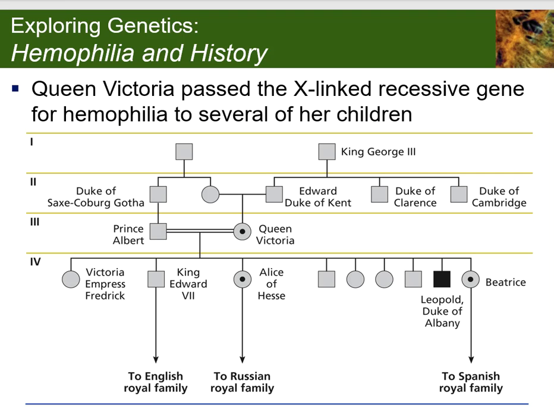hemophiliac, and of course that brought a lot of turmoil to the last Romanov dynasty, and the family ended up being exterminated as a result of the Russian Revolution. But you may remember that particular individual as a great grandson, I believe, of Queen Victoria that had the X-linked recessive trait for hemophilia and passed that on to several of her family members.